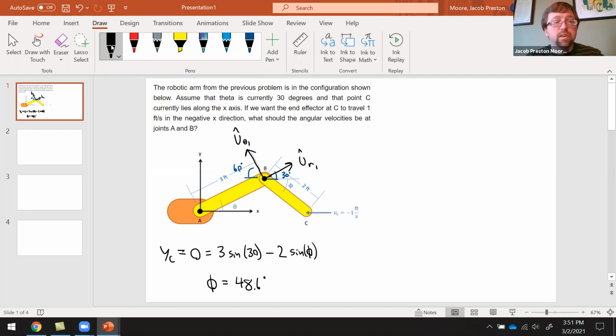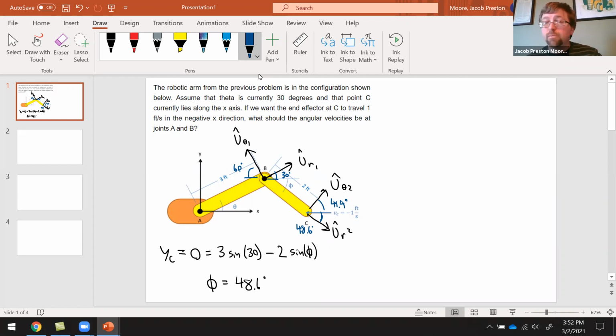Down here, my U r2 and, 90 degrees counterclockwise from that, U theta 2 directions. This is going to be down this way. It's my 48.6 degrees, so it's the same phi. And then here, it's going to be 90 minus that amount. So 90 minus phi would be 41.4 degrees. All right, so that's my r and theta directions for each of the sections.